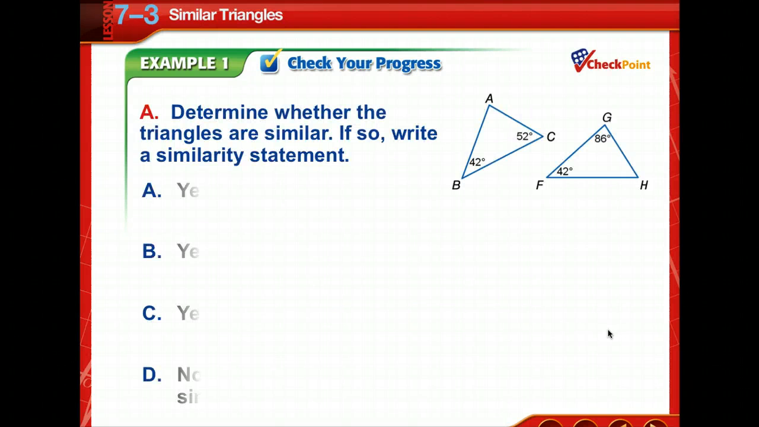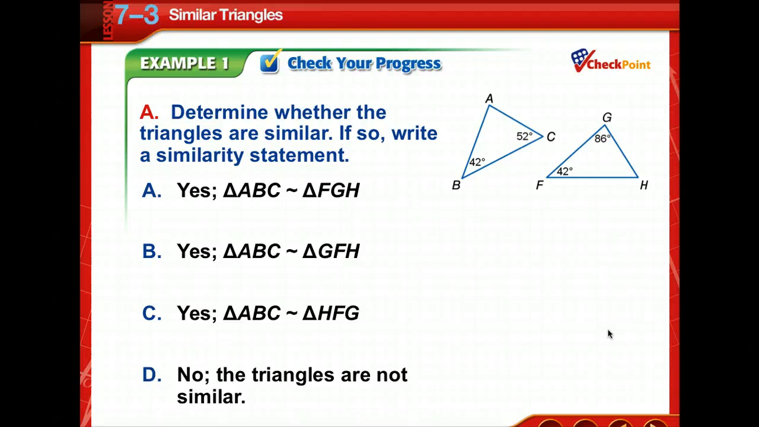So time for you to check your progress. Pause the video and work the problem, then come back and check your answer. Did you get yes, that they are similar? 86 plus 42 is equal to 128. So when we subtract that from 180, we find out angle H is 52. And by the same token, 52 plus 42 subtracted from 180, that means 180 minus 94 is 86. So yes, we've got all three angles.